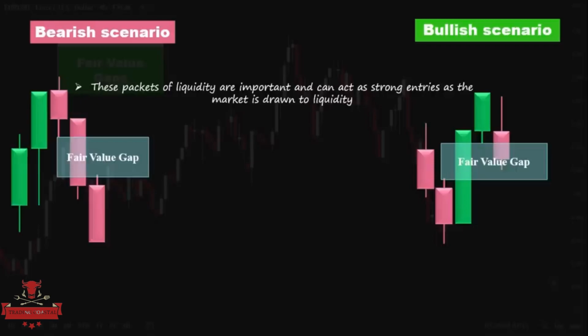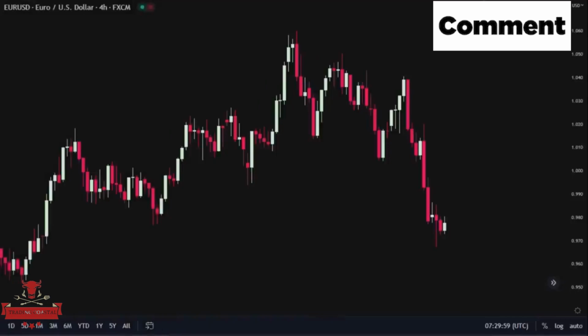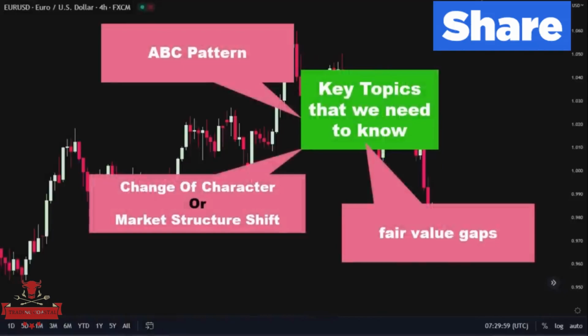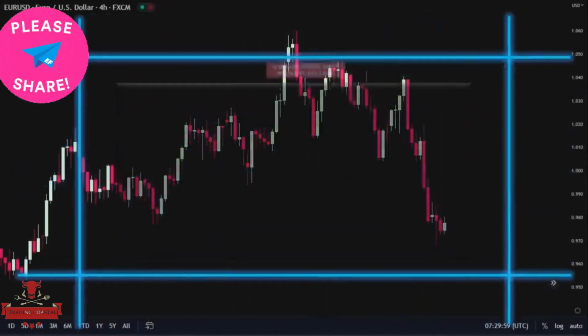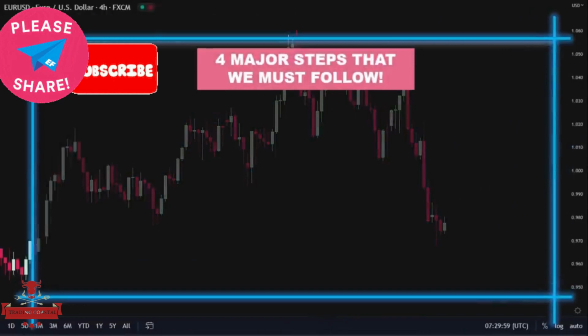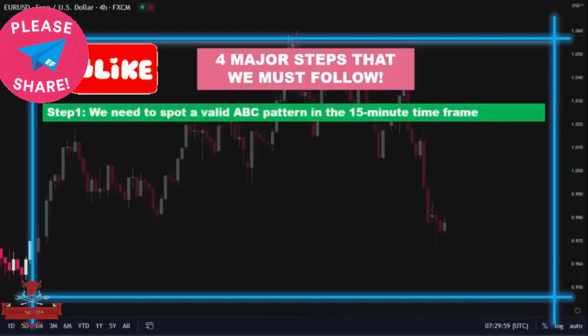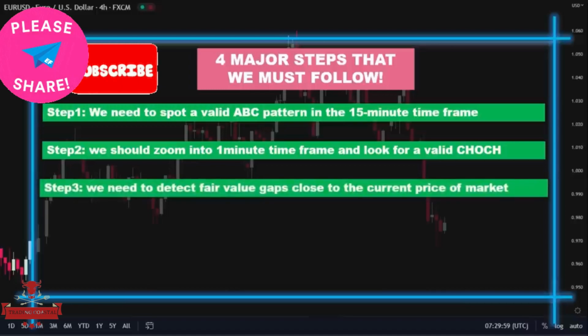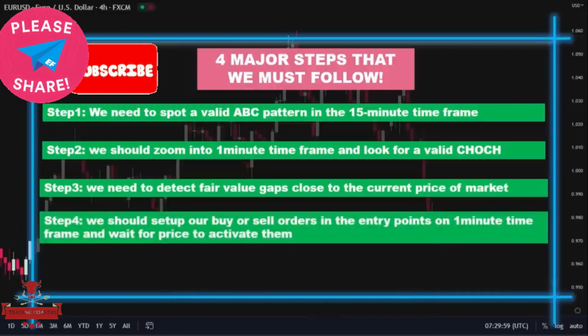So, traders, we already have discussed the basics of our strategy. Let's get into the detail of the strategy and see what steps and rules we need to follow. Our strategy has 4 major steps to follow. Step 1. We need to spot a valid ABC pattern in the 15-minute time frame. Step 2. We should zoom into the 1-minute time frame and look for a valid change of character. Step 3. We need to detect fair value gaps close to the current price of the market. Step 4. We should set up our buy or sell orders in the entry points on the 1-minute time frame and wait for price to activate them.